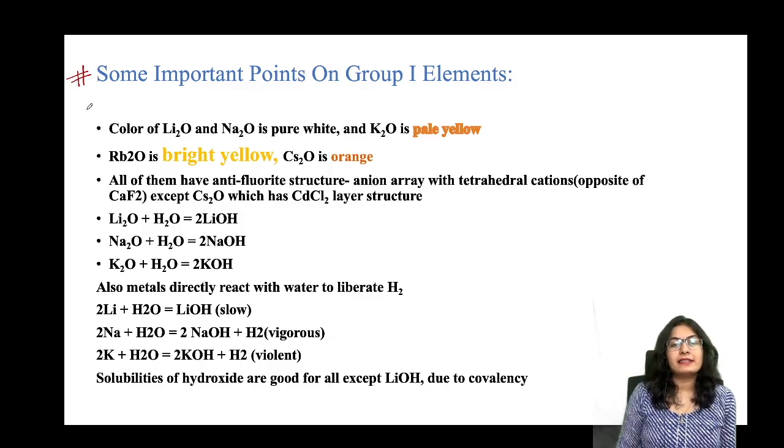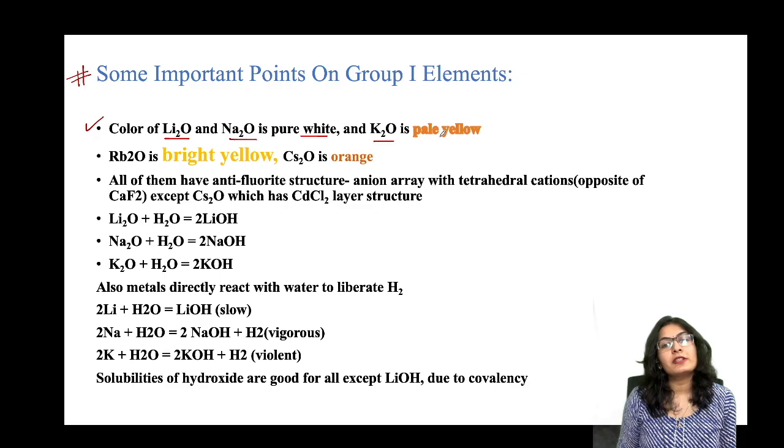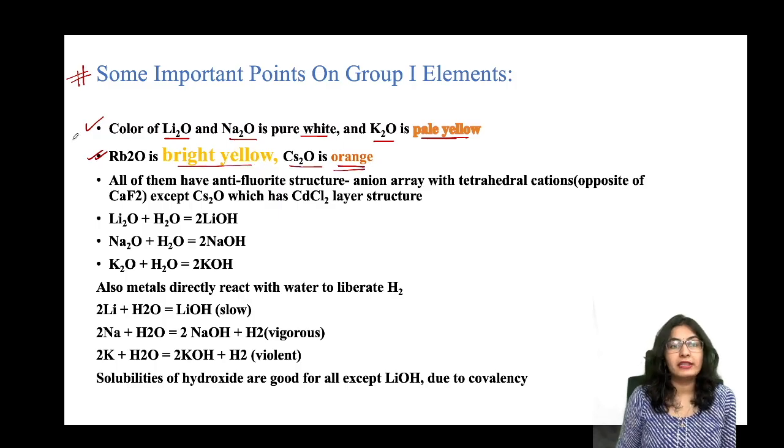Now, some important points of the group 1 elements. See, these are very simple notes. I've already made notes of this. You just have to note it down. The color of lithium oxide and sodium oxide is pure white. Okay, both of these are pure white. While K2O is pale yellow, light yellow. Rubidium oxide is bright yellow. Cesium oxide is orange. And this is what we are talking about, normal oxides. These are all normal oxides.